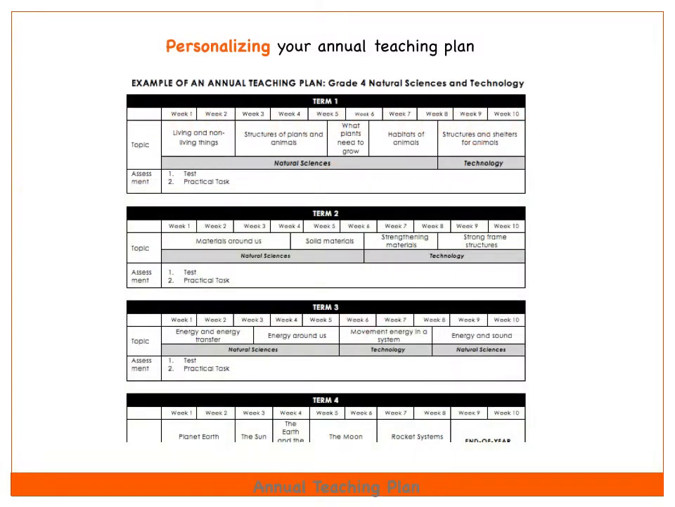Your annual teaching plan should make allowances for learners who need extra support, as well as extension activities to push and extend other learners. It's important to meet the needs of all the learners in your class. For this reason, this should be a working document. You should take the example that's in the CAPS document and make changes to it to be able to contextualize it and personalize it for your classroom.